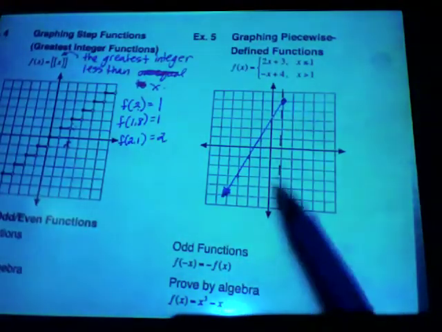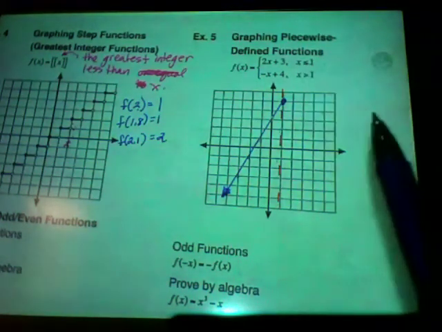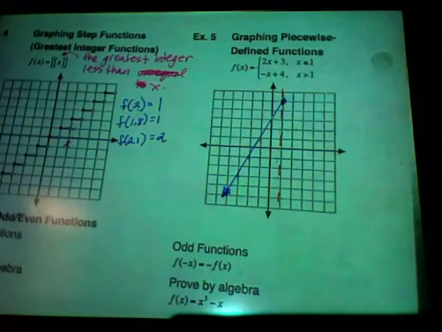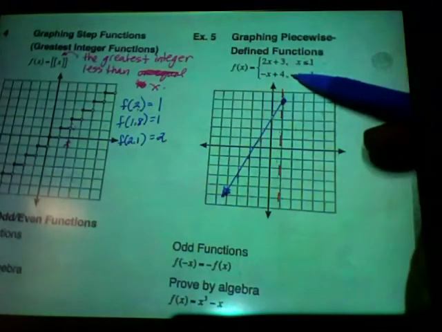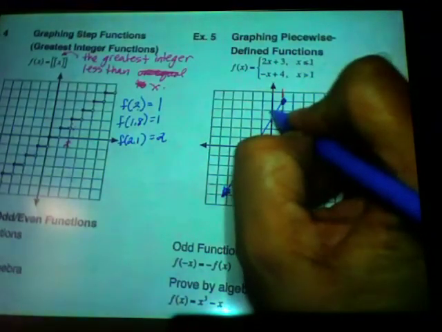There's more to this graph. It goes in that direction infinitely, but I'm restricted. X has to be less than or equal to 1. Look at the next one. Where's the y-intercept on this one? 4. So 1, 2, 3, 4, plot a point at 4.